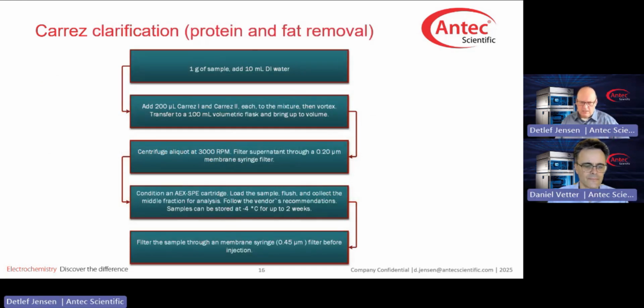Again, this is a flow chart. It is describing a Carré precipitation, and I don't want you to read all the details. I only want to show you one thing. The colleagues who prepared this analytical sample preparation workflow, in the last but one step, are conditioning an anion exchange SPE cartridge and removing the anions, so hexacyanoferrate and the sulfate, out of the sample.